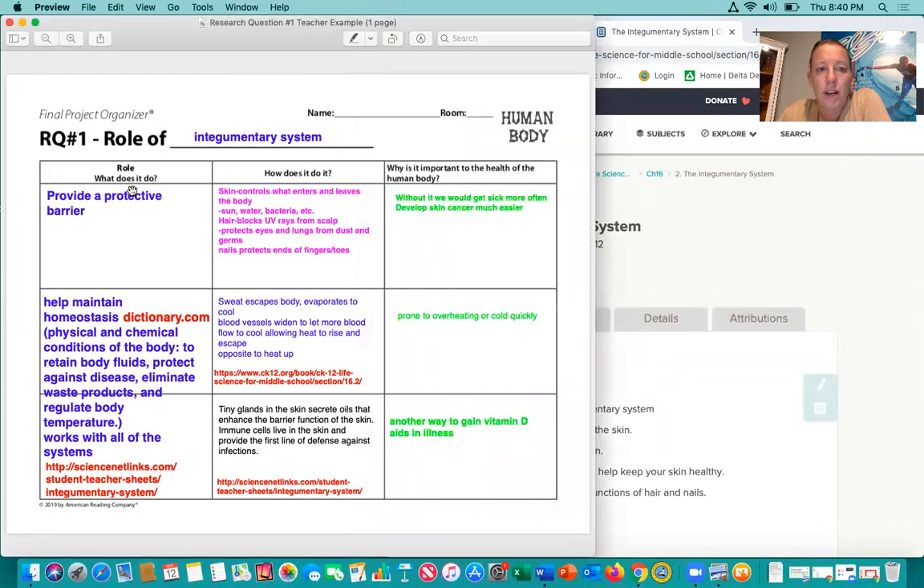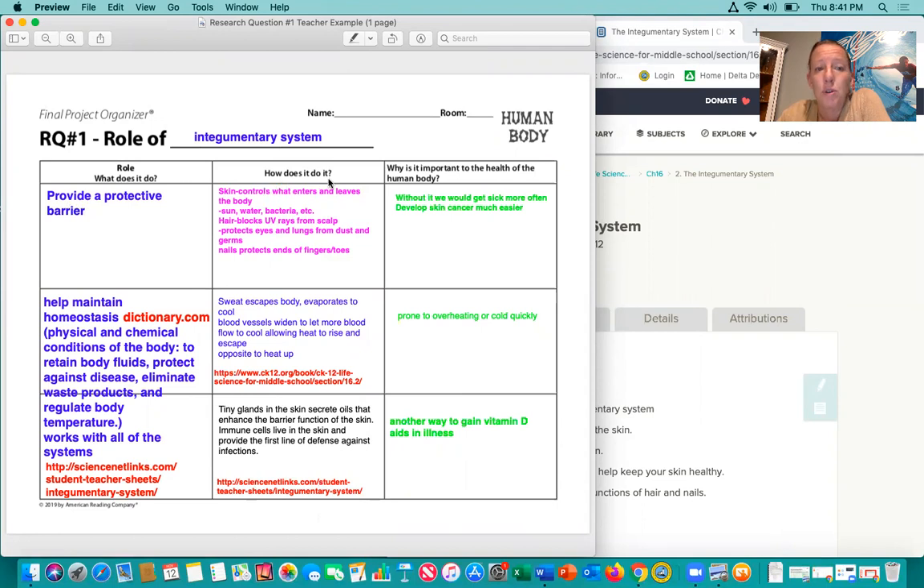So on my final project organizer, I indicated three main roles, actually two main roles that I want to talk about. I found that it provided a protective barrier and it helped to maintain homeostasis. And I thought that this was a really good word to add to my vocabulary chart as well, and did a little further research in dictionary.com to find out more. Now, I'm also noting here where I found my information, but that information can also be on your resource page. You don't have to do it twice. I just did it twice because I wanted to indicate it for myself when I was sharing with you where I found it.